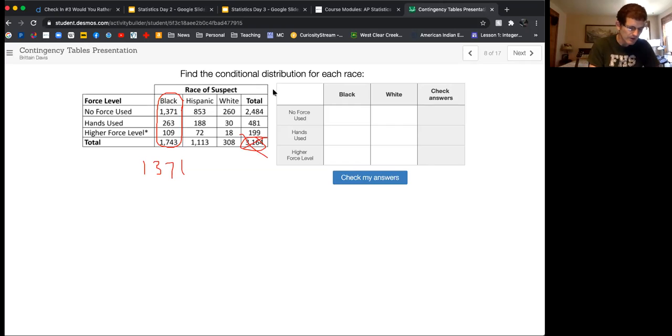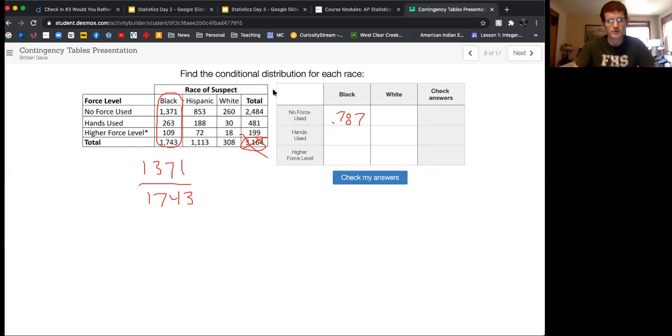So out of 1,743 total Black suspects that were stopped, how many of them had no force? Well, I just do that division. And I believe the number here, I'm not going to fill in the total table, I think it's 0.787. And if you guys want to calculate that to double check, go ahead.